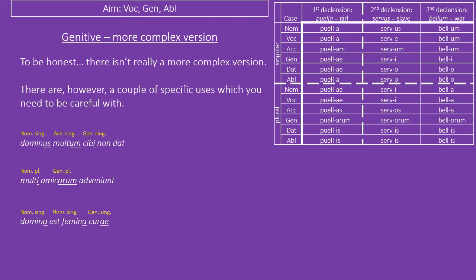So we can see here, dominus non dat multum cibi. The cibi there is genitive, so it's got to be of. The master doesn't give a lot of food. It's basically the same as in English.